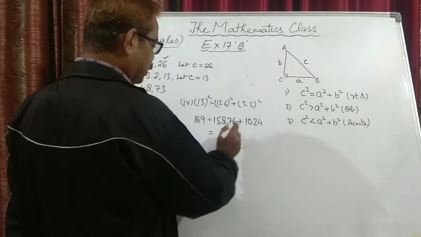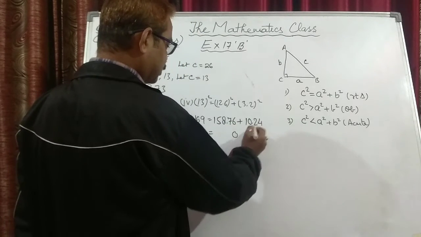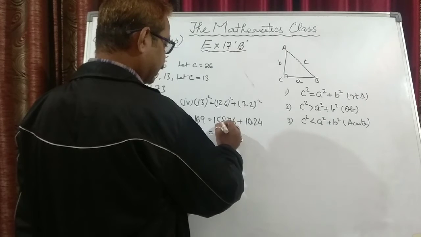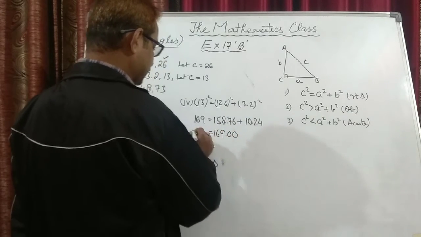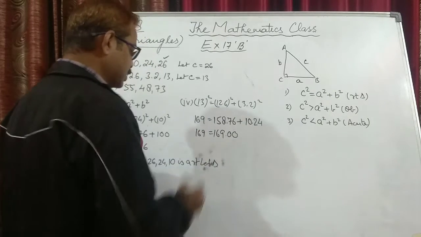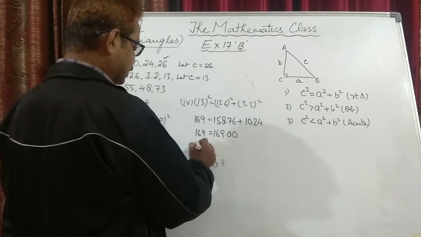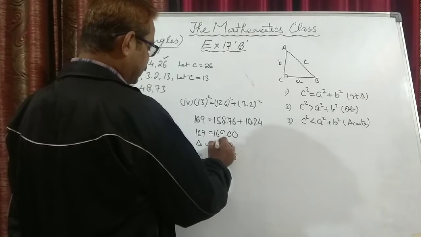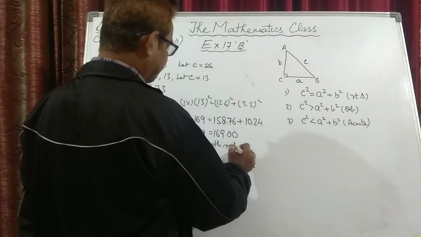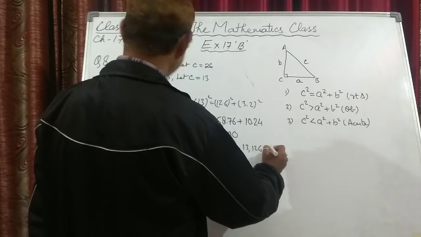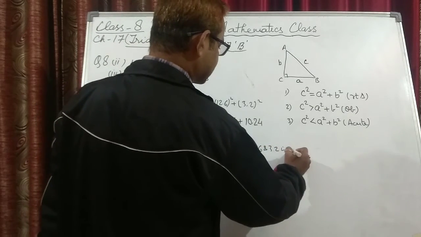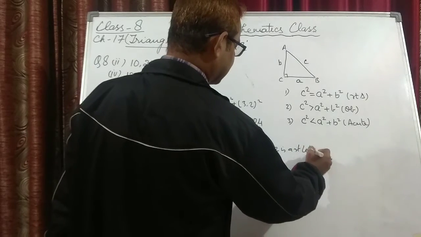Now 7 and 6 is 10, 7 and 3 is 10, 0, 1 carry 8 and 1 is 9, and 5 and 1 is 6, 169. 169 is equal to 169. In this also we can say that the triangle with sides 13, 12.6 and 3.2 is a right angled triangle.